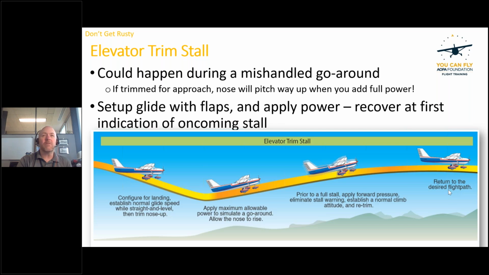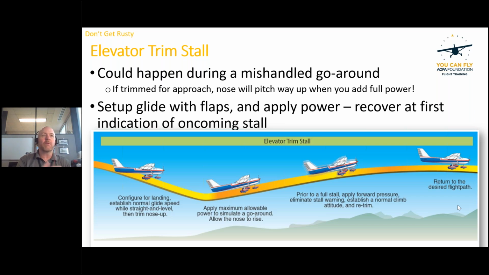And then I believe this is the last one before I do the wrap up, which is the elevator trim stall. And this could happen where, and you can simulate this one too. And again, I would do this one with a CFI because CFIs do this during their training. But if you're trimmed up on final, you've got the airplane nice and trimmed, maybe you're at 65 knots, you've already put in full flaps, and now you have to go around. If you don't anticipate and push forward on the yoke and just leave it alone and just put in full power, you're going to see that nose go way up very rapidly, and it can result in a stall.